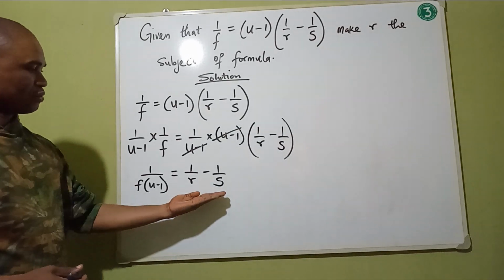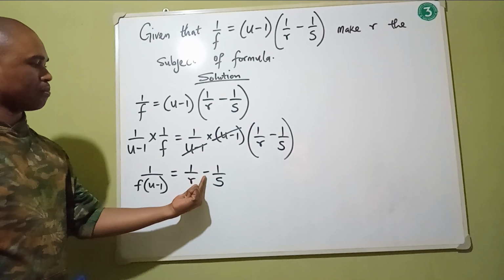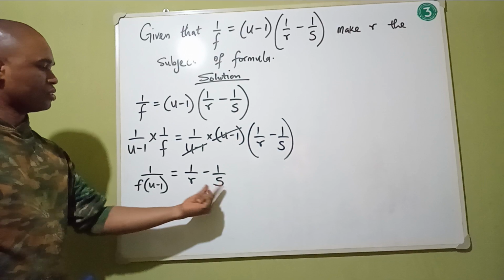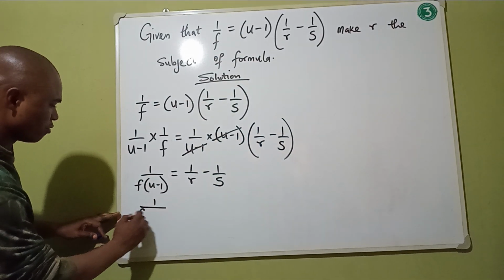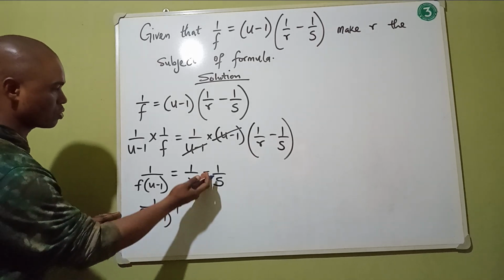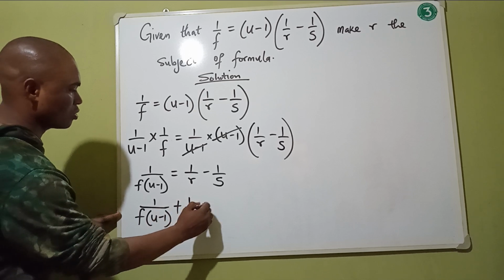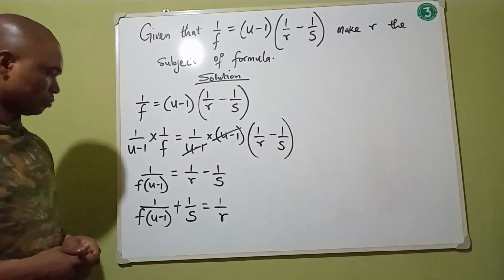Now, I can find the LCM of this. Or, better still, I can take this minus 1 over s to the left-hand side. I can take this to the left-hand side. Then I'm going to have 1 over f times (u minus 1) plus, because this is minus, so change to plus, 1 over s is equal to 1 over r. Now, the picture is coming out.